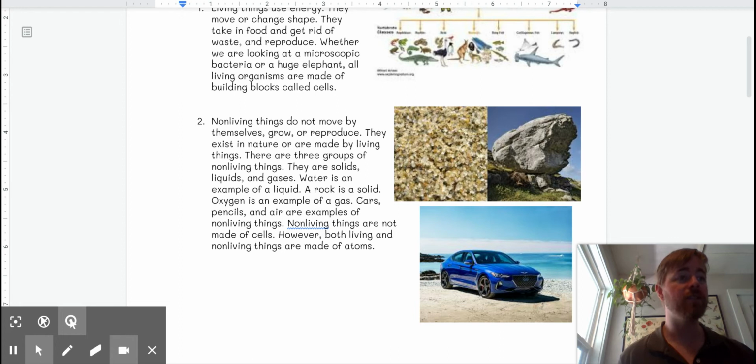Of course, all of these things can exist in any of those states. Cars, pencils, and air are examples of non-living things. Non-living things are not made of cells. However, both living and non-living things are made of atoms.